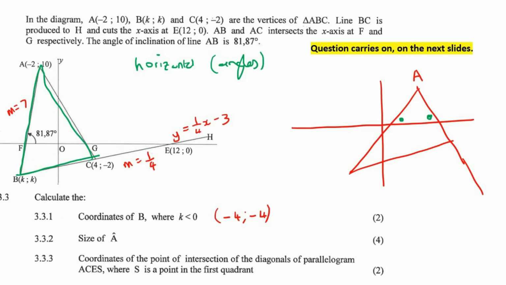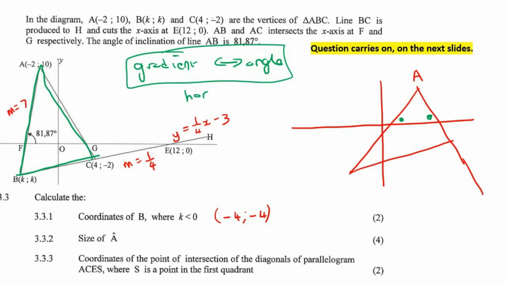And remember earlier, I said that if you have the gradient, then you can get the angle and vice versa. But this is only when you are working off of a horizontal line. This is not a horizontal line. A horizontal line is perfectly flat, like your x-axis, for example. Okay. So I say we work in this triangle over here.